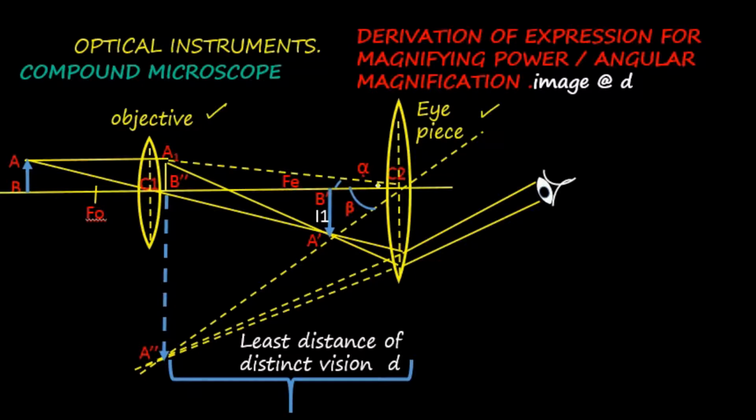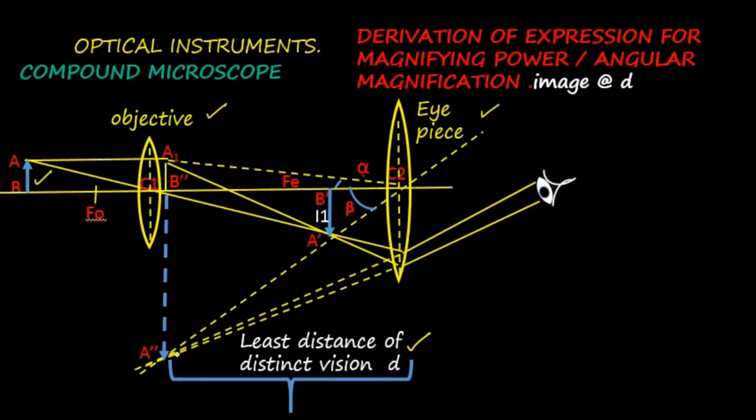This is only a diagrammatic representation showing the path of the rays, formation of image, position of the image, position of the object, etc. You have already handled the instrument in your laboratory. This is the object and this is the first image I1. It forms the object for the eyepiece, and the rays that are refracted by this eyepiece form a virtual image at this position, that is the least distance of distinct vision D. A double dash B double dash is the image.